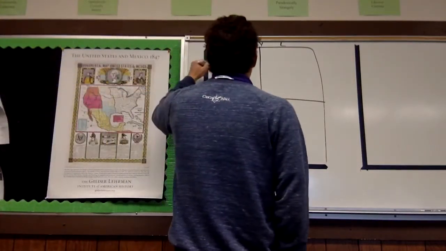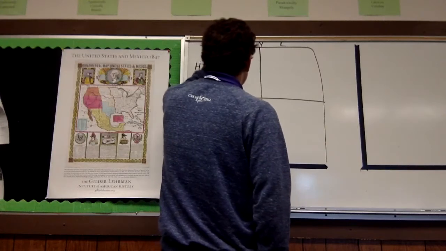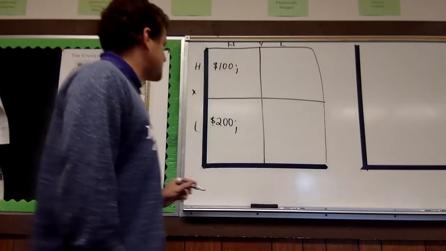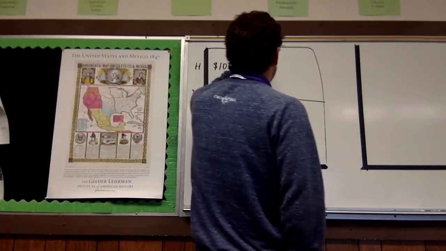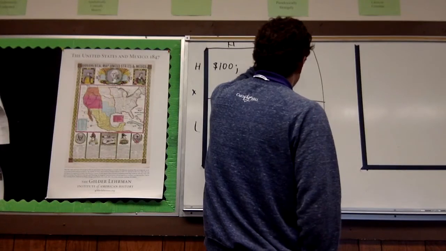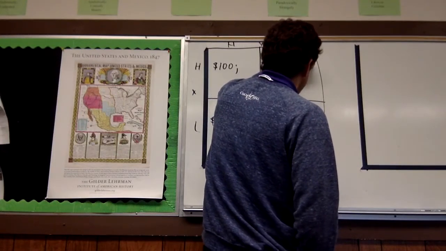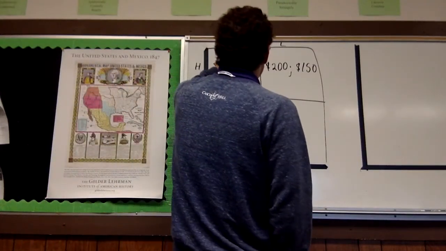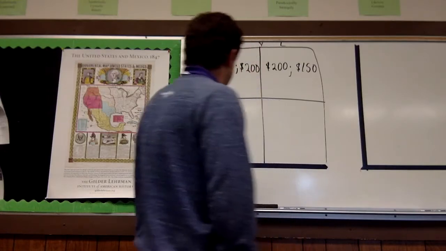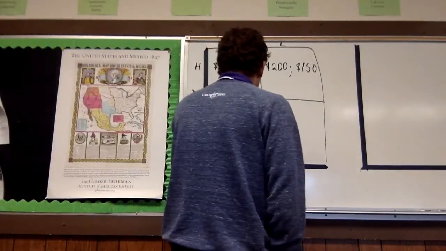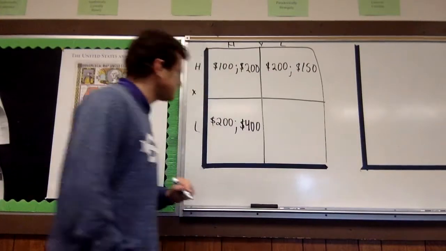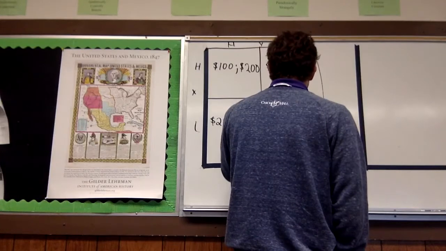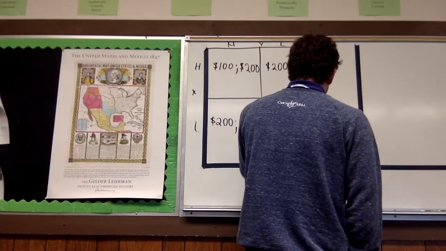So we'll say that this will be 100, and we'll say that this is 200. We'll say that this is 150. And this is 100. And we're going to say that this is 200. 200 down here. We're going to say that this is 400. And then if they both choose to go low, we'll say that it is 75 and 70.